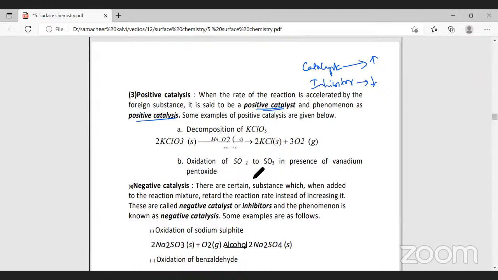Now, one more example: oxidation of sulfur dioxide to sulfur trioxide in the presence of vanadium pentoxide is also an example of positive catalysis. So chemical substances which increase the rate of a reaction are called positive catalysts.